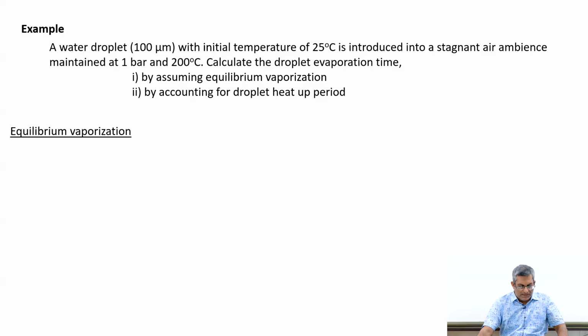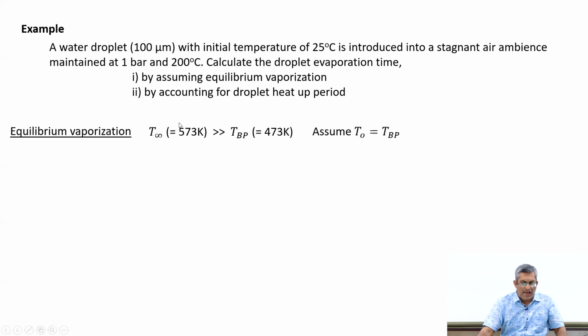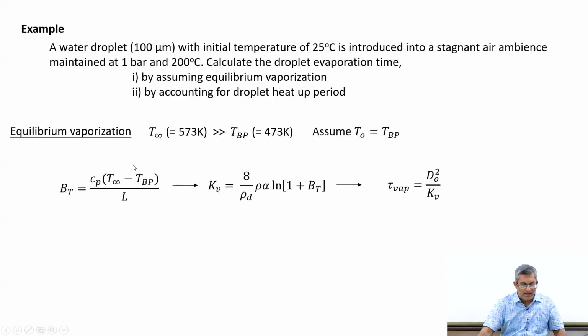So first, we consider the first case where we have equilibrium vaporization, and as I said, because the ambient temperature is much higher than the boiling point, then we can assume T naught is equal to the boiling point itself, and we calculate the thermal transfer number.